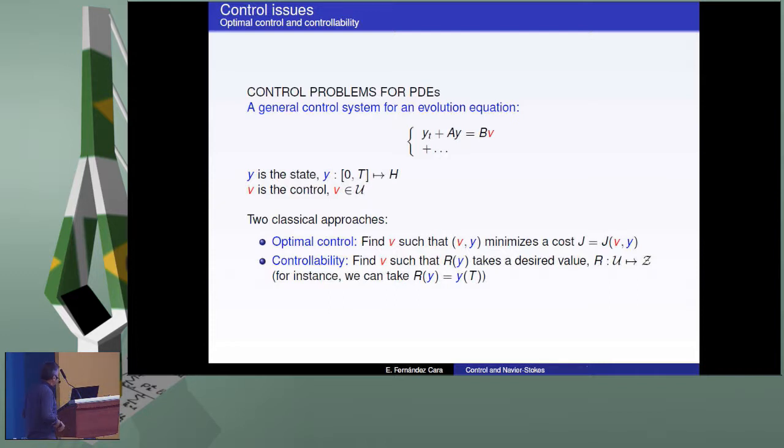So we have two approaches, optimal control and controllability, and depending on the case, with one approach or the other, we try to solve the control problem and to get good results for the solution of the system.